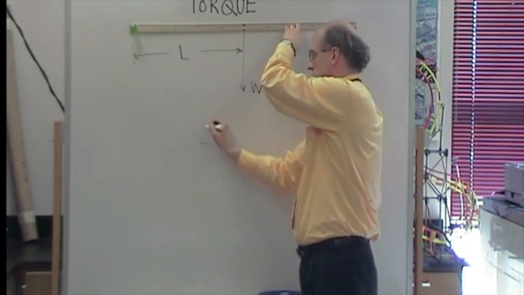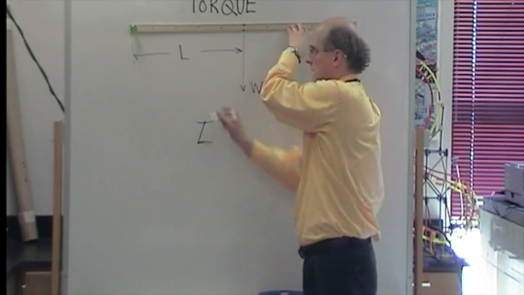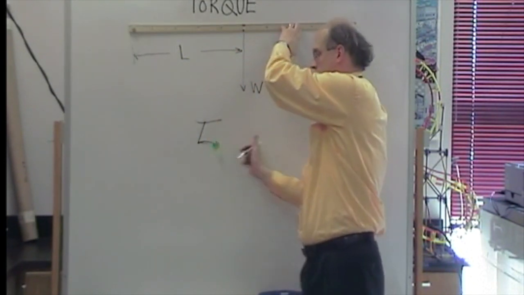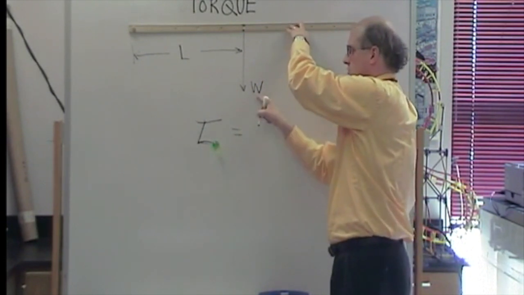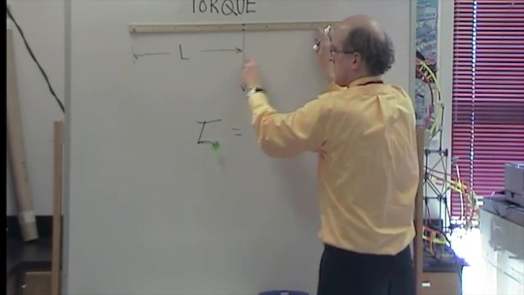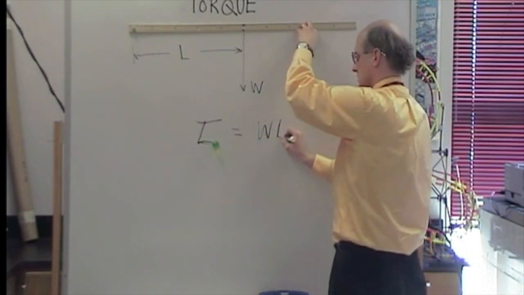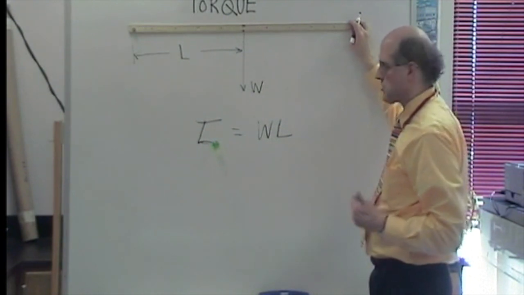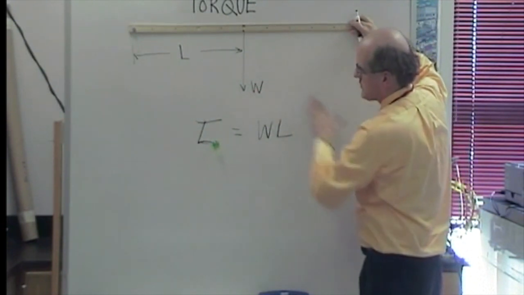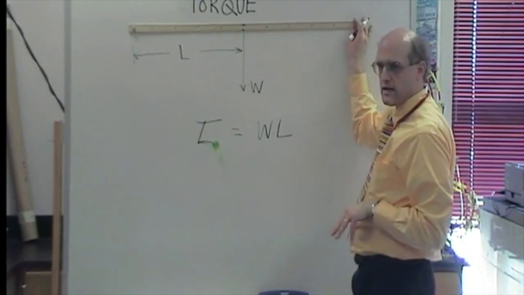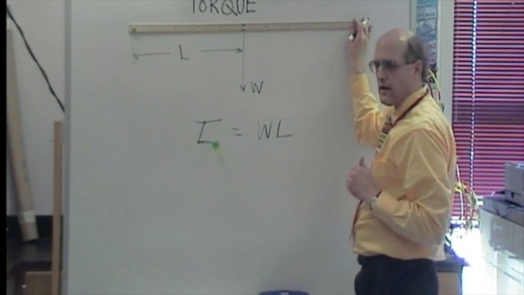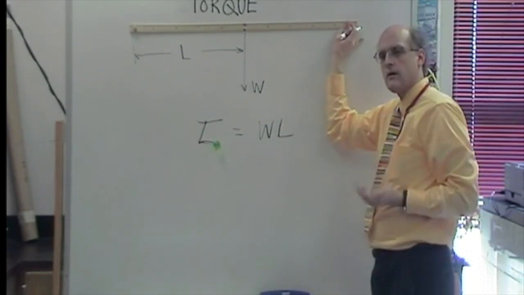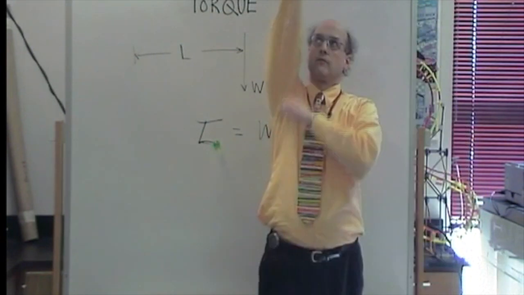So the torque then about this axis here is equal to the weight times L. Okay, if the torque causes a clockwise rotation, as the weight of the meter stick does, we say that it's a negative torque. If the torque causes a counterclockwise rotation, then we say it's positive.